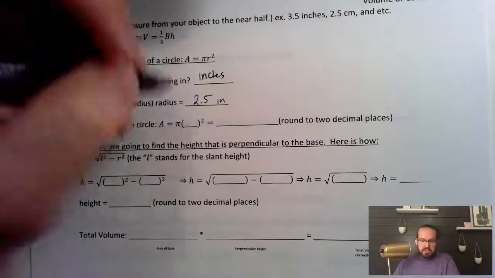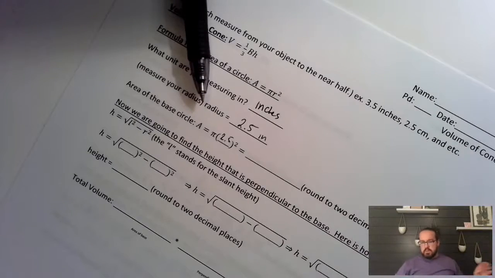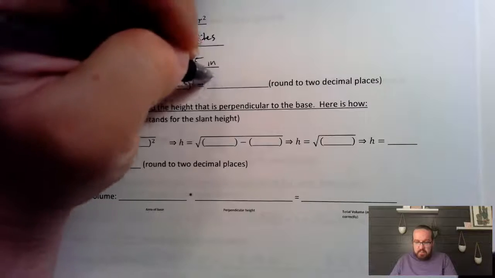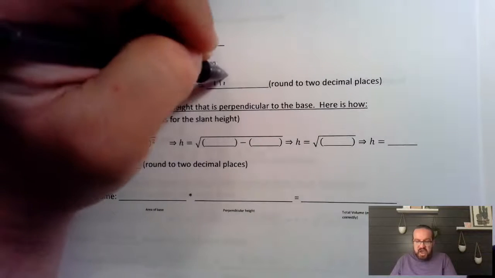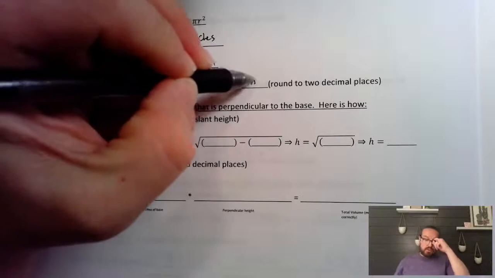I could plug those numbers in. So we just have 2.5 squared times 3.14. That's what I'm going to use for pi. It's 19.625, so 19.63 inches squared.